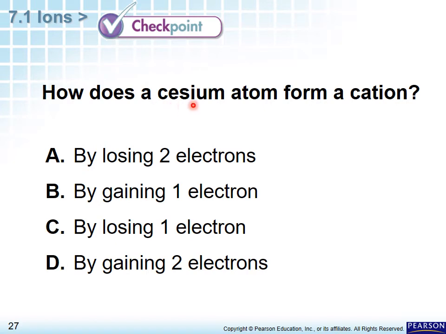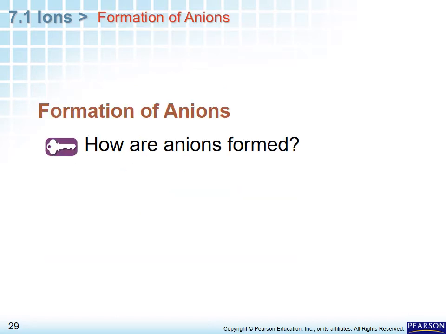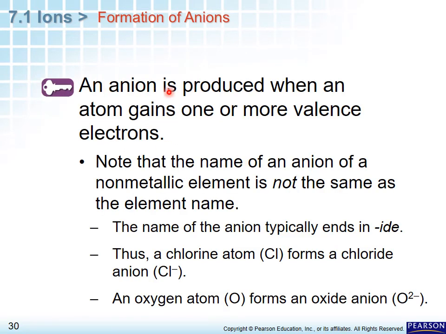Now, how does a cesium atom form a cation? The answer is by losing 1 electron, because cesium is present in group 1A. Now, formation of anion. How are anions formed? An anion is produced when an atom gains 1 or more valence electrons.